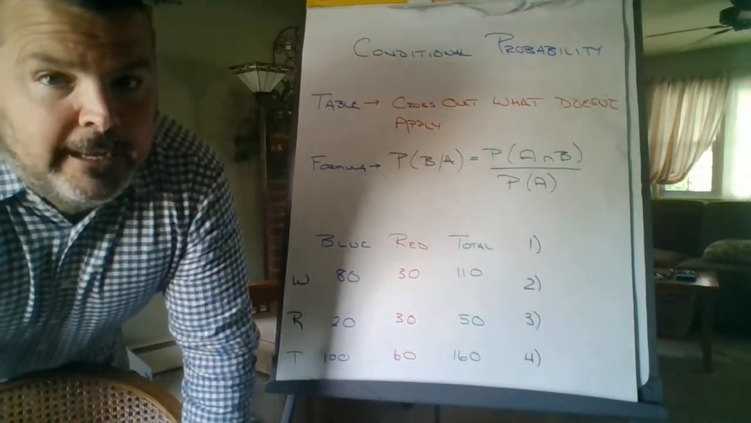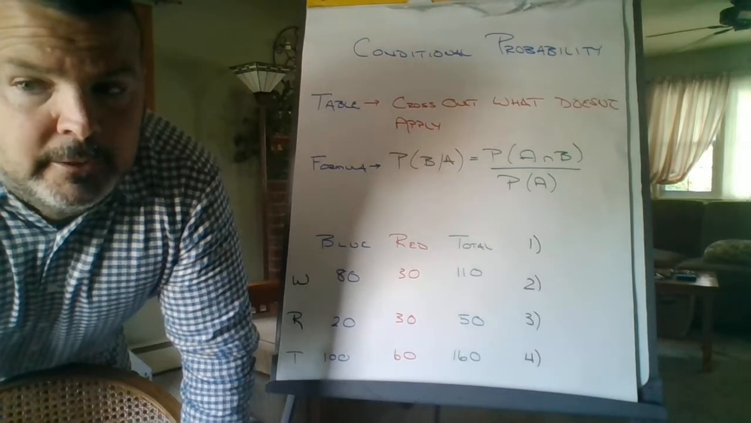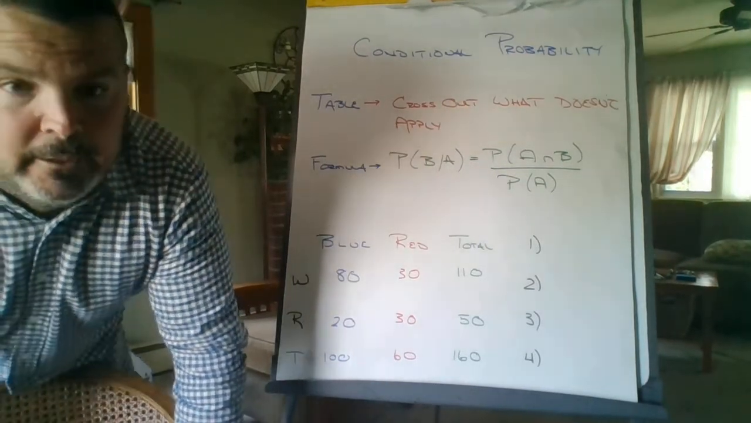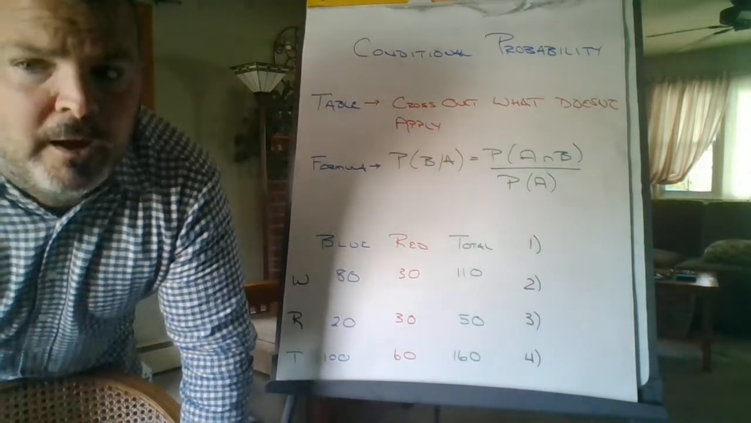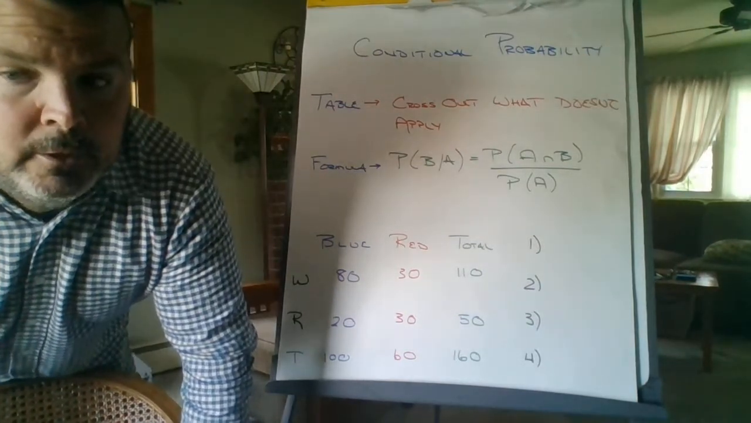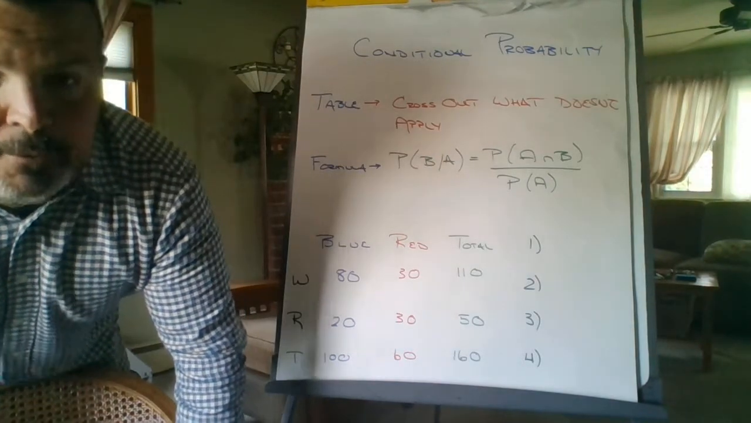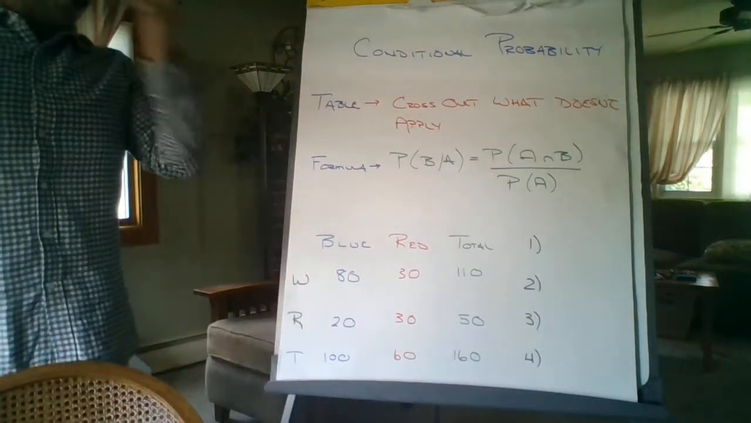All right, welcome to the last video on probability. This involves the last two sections, which is conditional probability. So what we're talking about is the probability that one event occurred, given that a second event that it is dependent upon occurred. All right, it's called conditional probability.